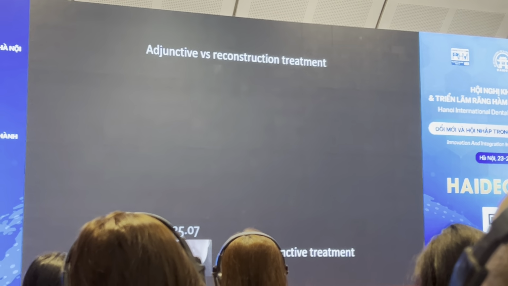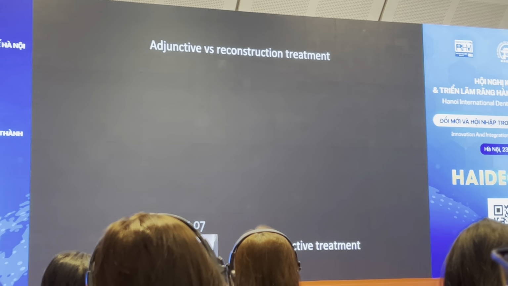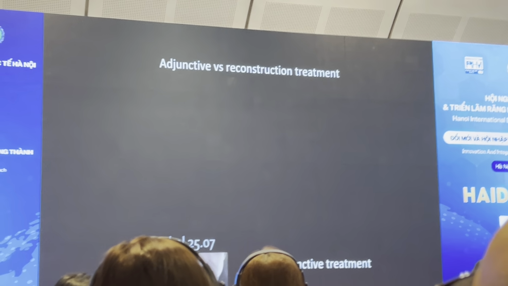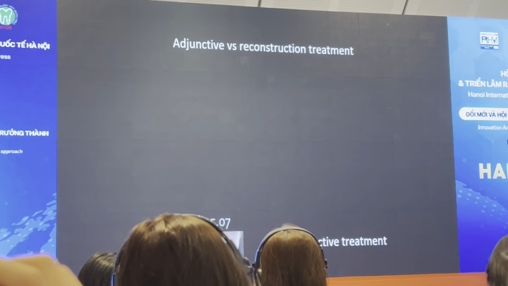Adjunctive tooth movement is often advocated for adults with compromised dentition in orthodontic literature. It often involves treatment with limited objectives to assist tooth replacement or improve aesthetics.